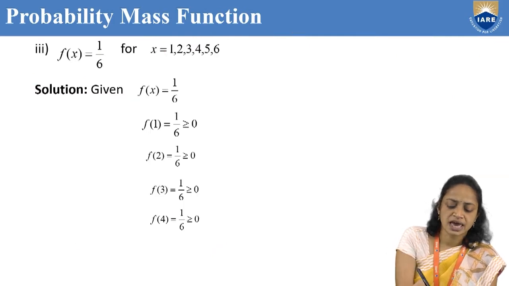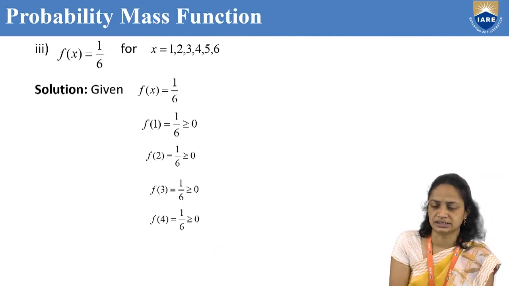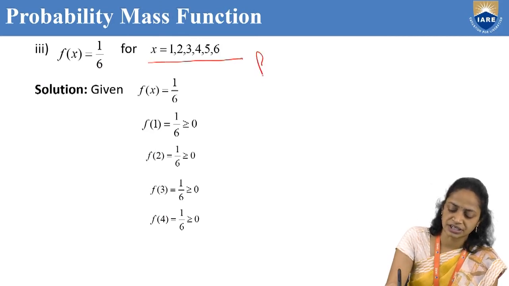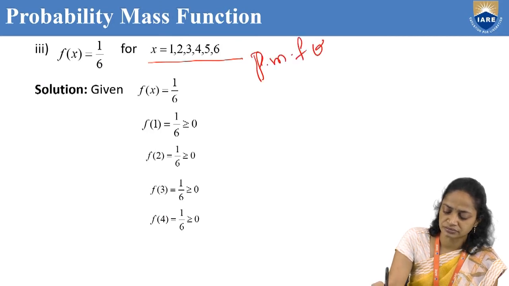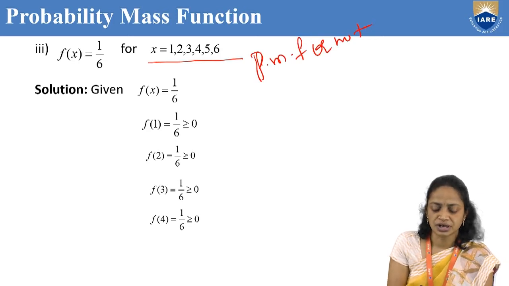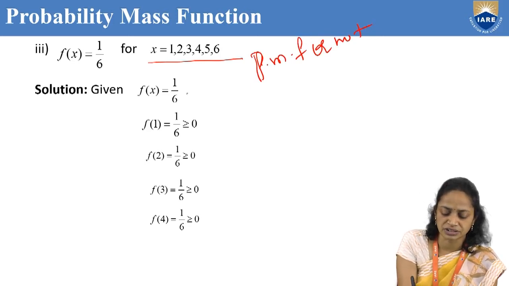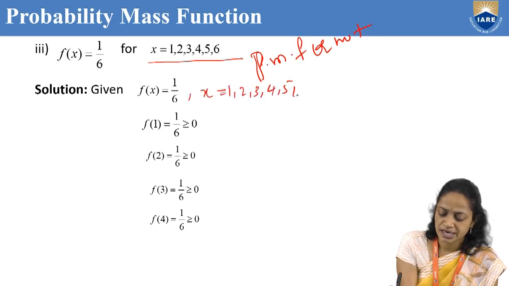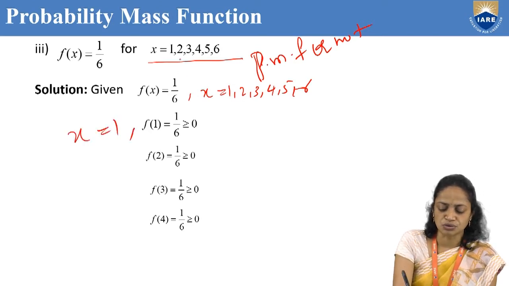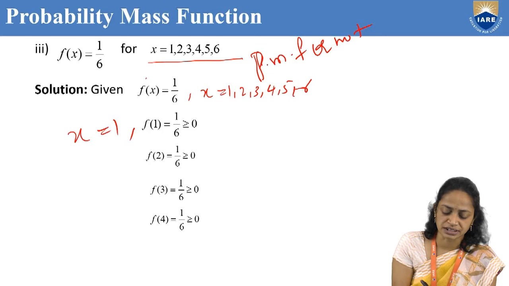Next problem is f of x equal to 1 by 6 for x equal to 1, 2, 3, 4, 5, 6. Check whether the function is a PMF, probability mass function, or not. Here they have given that f of x equal to 1 by 6. If I substitute x equal to 1, there is no x here, right? It is a constant, so f of 1 is 1 by 6.